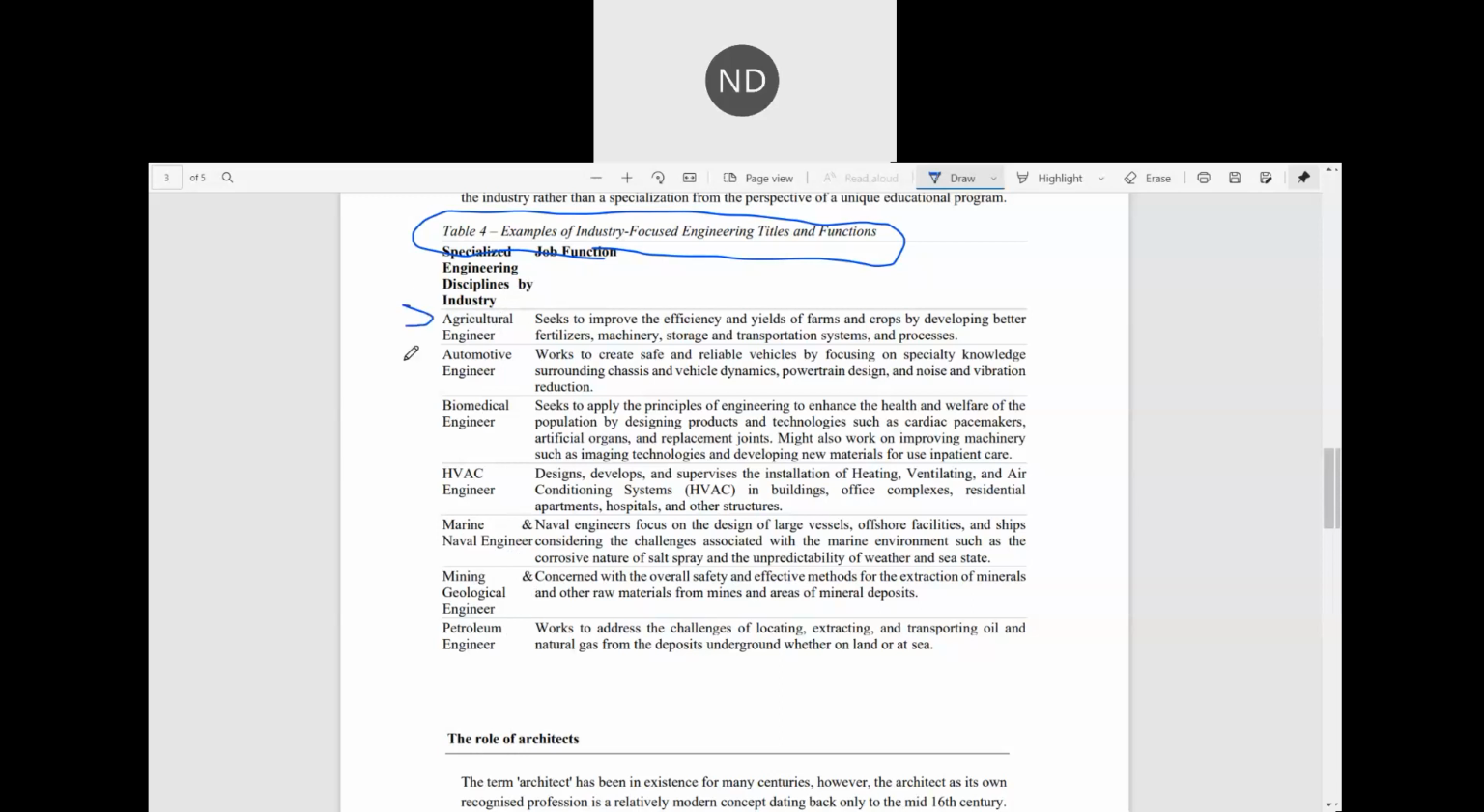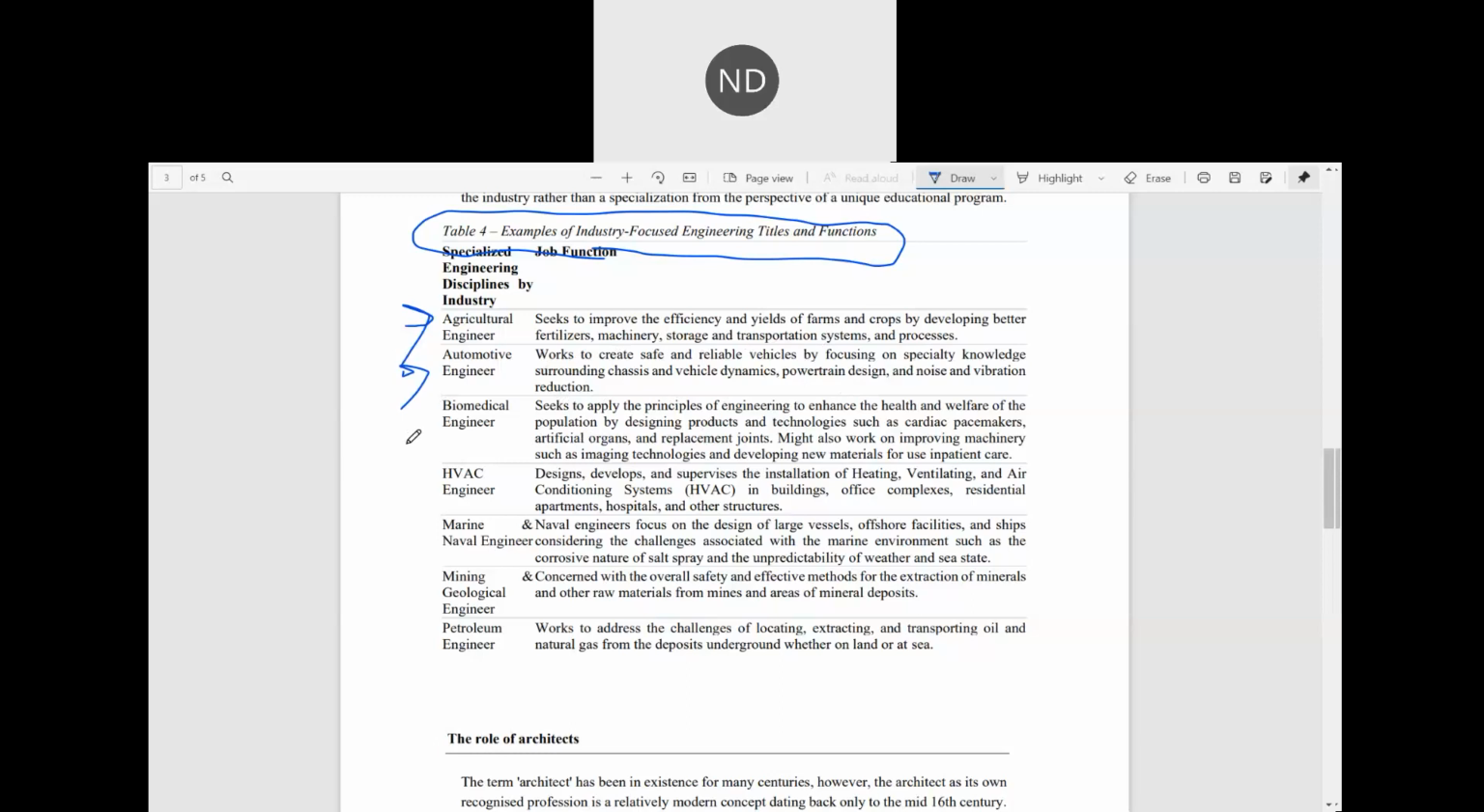So that is the agriculture engineer. They will be developing and seeking to improve the efficiency and yields of farms and crops. This will be helpful in your irrigation purposes, because you have irrigation engineering also, right? So in those cases, agriculture engineering will also help. Then we have automotive engineers. They work to create safe and reliable vehicles by focusing on specialty knowledge surrounding chassis and vehicle dynamics, powertrain design, and noise and vibration reduction.